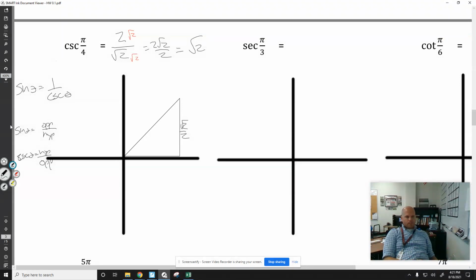Secant pi over 3 is the reciprocal of cosine. So same thing with this with cosine. Pi over 3, tall, side lengths, cosine 1/2, secant 2.